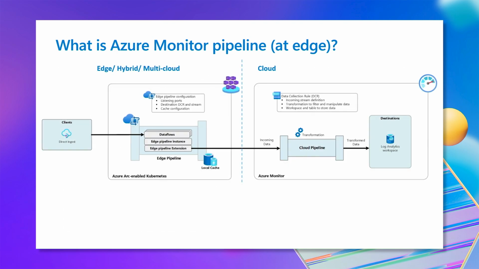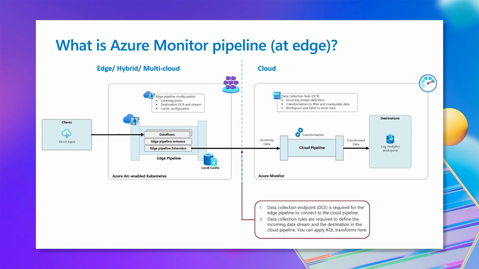Let's dissect the edge pipeline component here. First of all, you will require a data collection endpoint to connect to the cloud pipeline and a data collection rule to define the incoming stream and destination. You can choose to use existing ones as well.